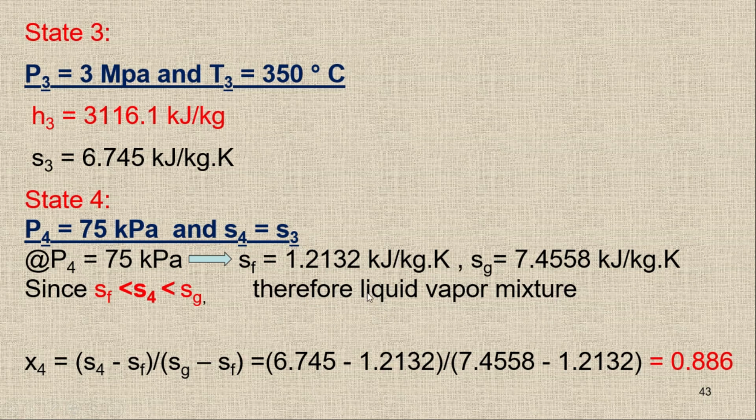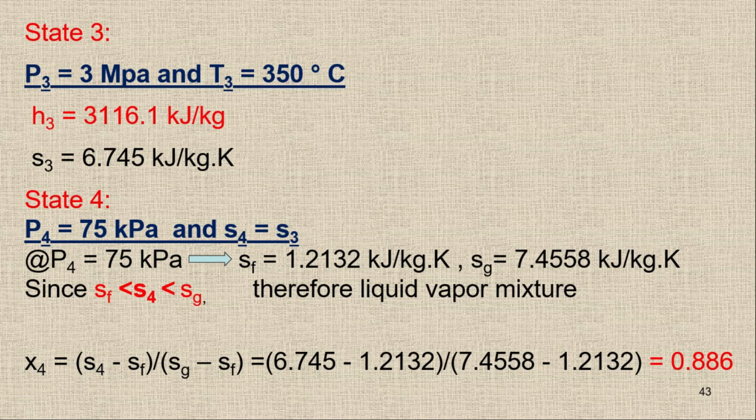So whenever we have the liquid vapor mixture, we can easily check out the quality of the steam. So it will be simply S4 minus SF upon SFG, or SG minus SF. So just by putting the values, we will get the X value, or the quality value of the steam, and it comes to be around 0.886, so 88.6% quality.